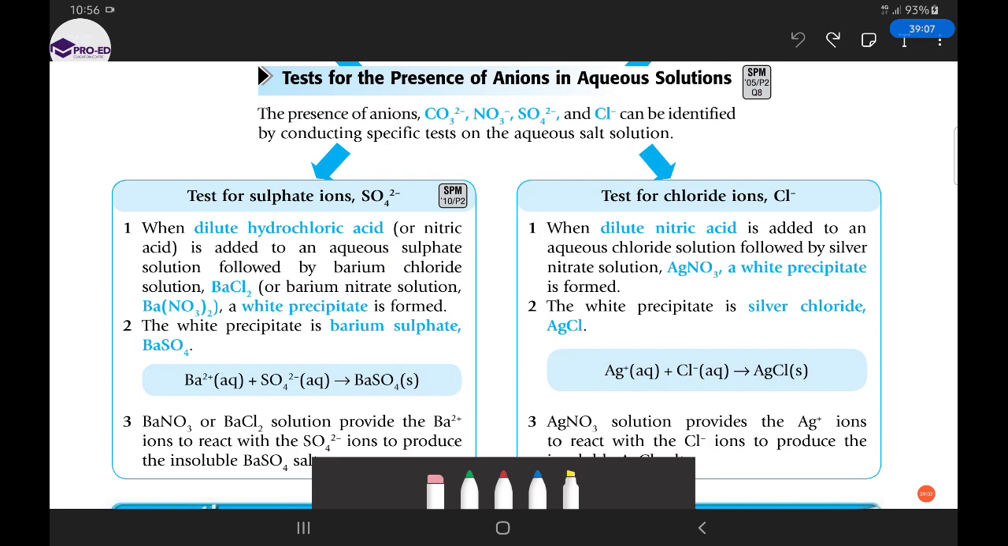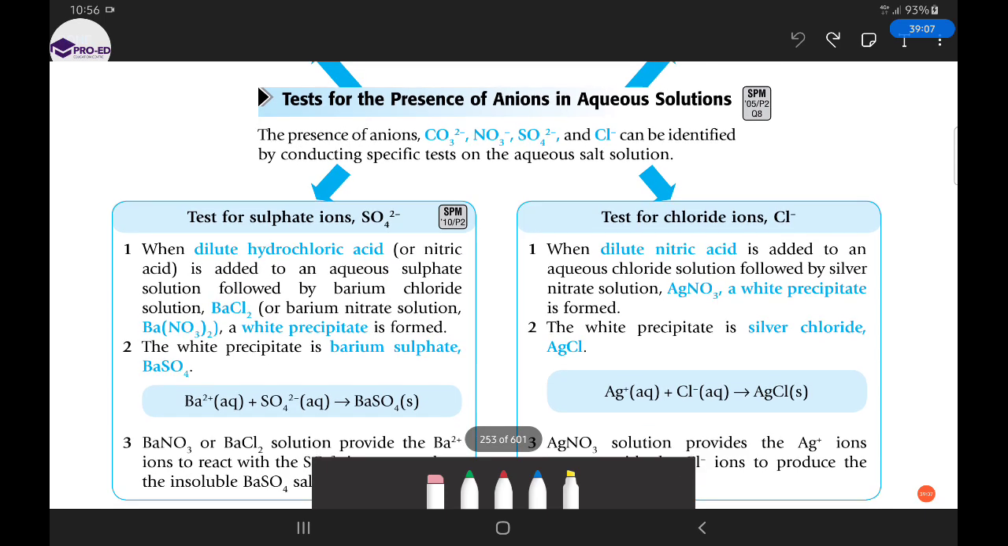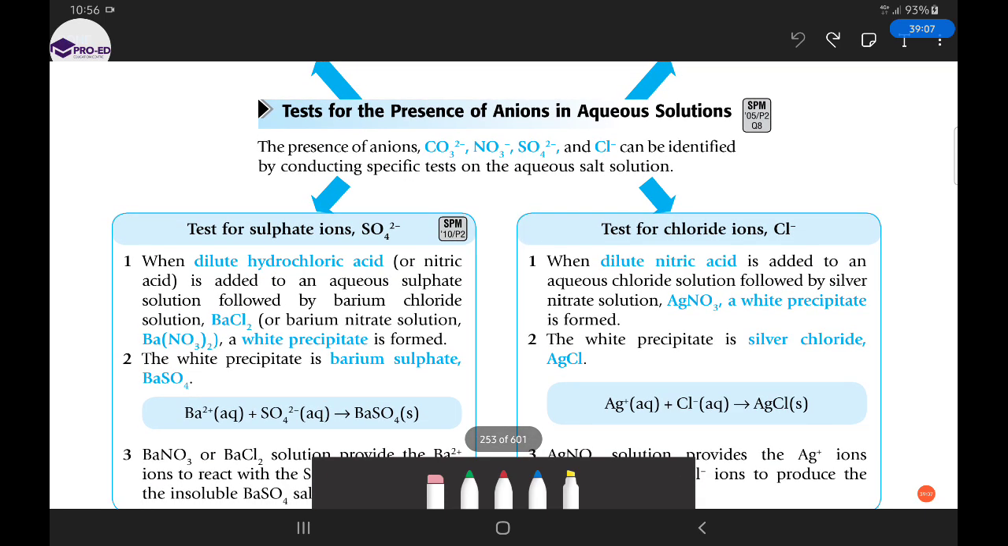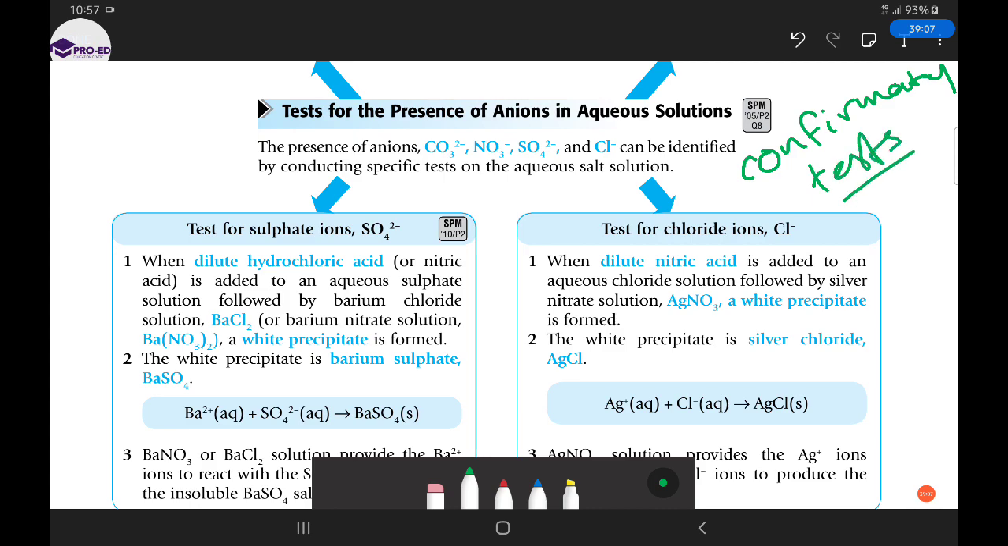All right, so now we're doing the next part, which is the test for the presence of anions in aqueous solutions. Just for you to know, these are confirmatory tests for many of the anions. So these are finals, but it's only for anions, not for cations. Cations is another long process after this, which I'll do in the final video.